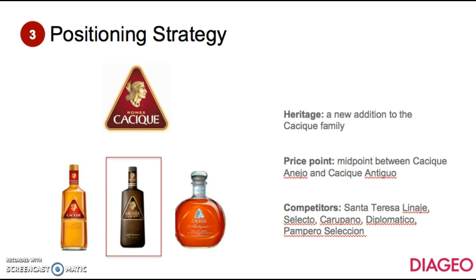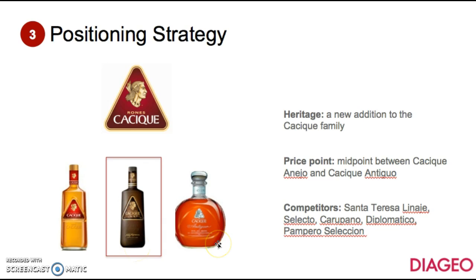Positioning strategy. We currently have in the market three variants of Cacique. We have Cacique Añejo, which is the more basic brand. And then we have Cacique Antiguo, which is a more premium variant. And the third one is Cacique 500. I must correct, it's not in the market, but will be in the market.